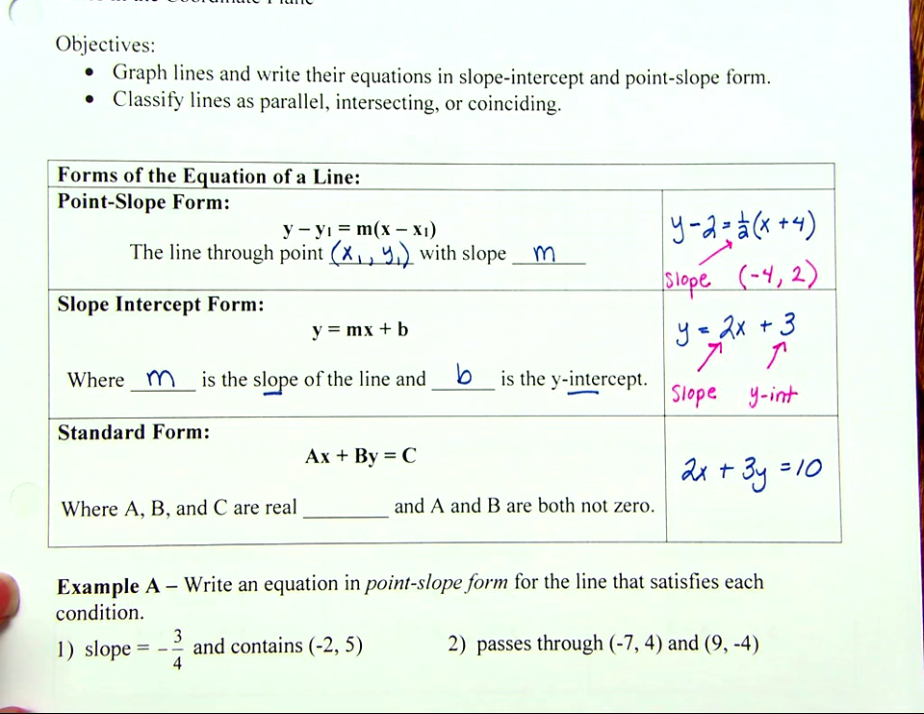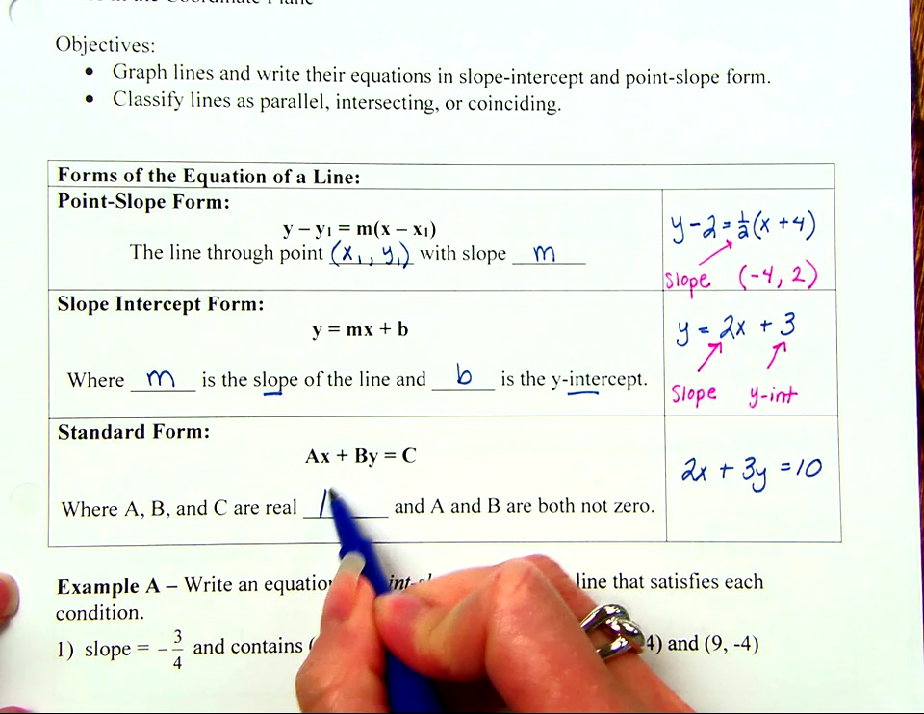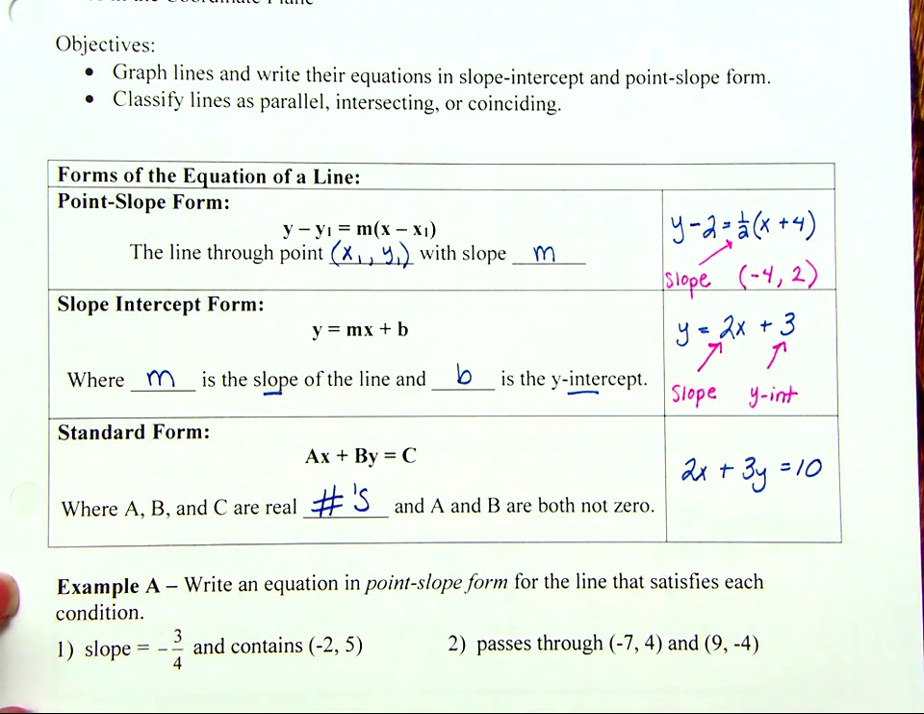And lastly, we have standard form, and the standard form of an equation reads ax plus by equal to c, where a, b, and c are real numbers, and a and b are both non-zero. On the right-hand side, I have an example, 2x plus 3y equal to 10, in standard form.